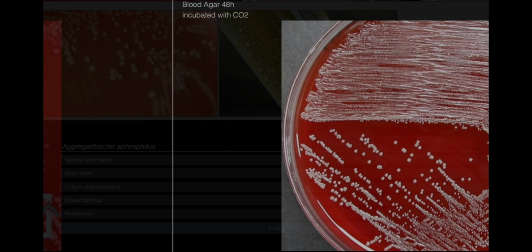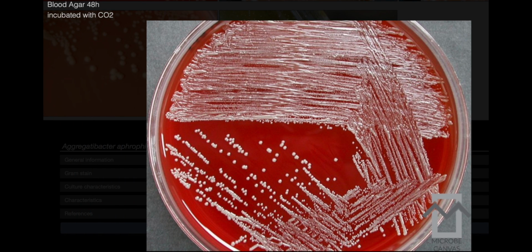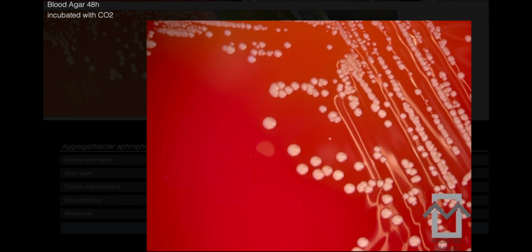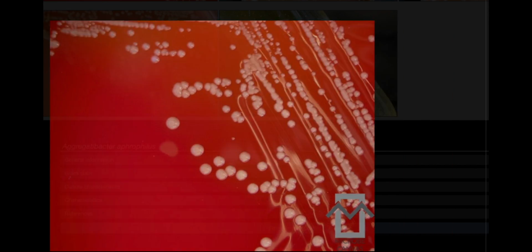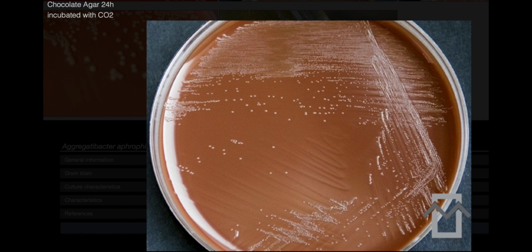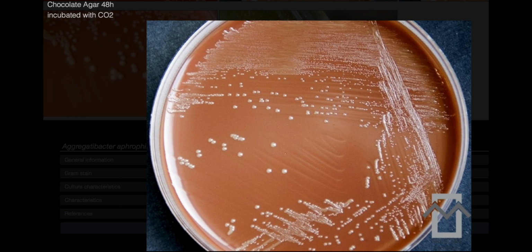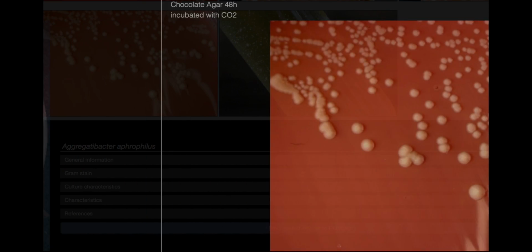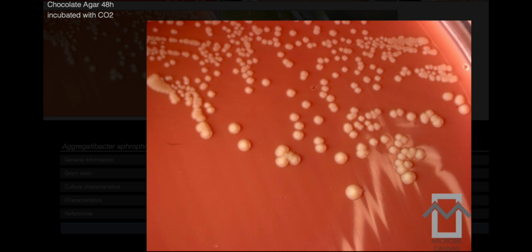Characteristics overview of Aggregatibacter aphrophilus. This organism is gram-negative. It presents as tiny bacilli. Aggregatibacter aphrophilus grows in both aerobic and anaerobic conditions. It does not grow on MacConkey agar. This bacterium is catalase negative, oxidase negative, and urease negative. Aggregatibacter aphrophilus is non-motile. It is resistant to vancomycin but susceptible to colistin.